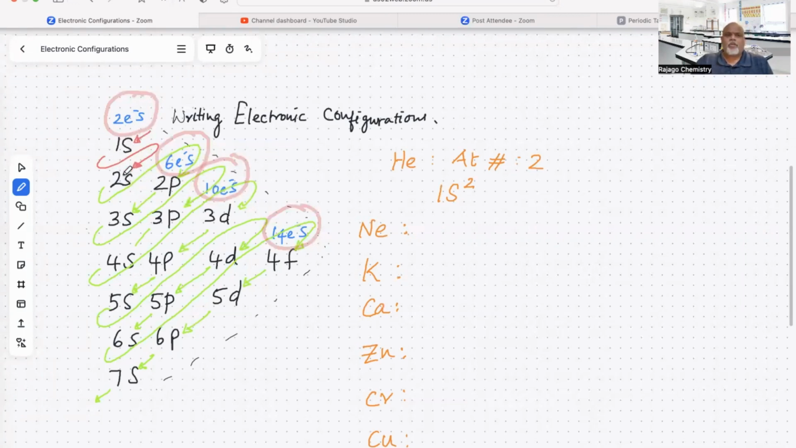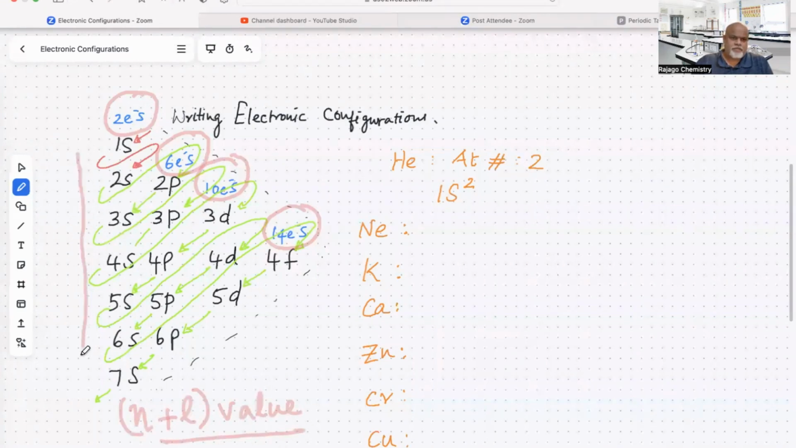1s to 2s is okay. 2s to 2p is also okay. From 3s and then to 3p. From 3p, it is not going to 3d, but it's going to 4s, because it is going in the order of increasing n plus l value. The increasing n plus l value is the increasing energy value. So it's not like directly increasing.